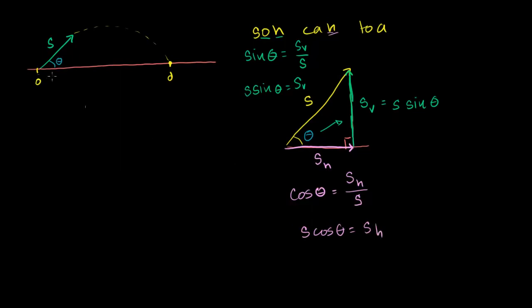So we now know how fast we are traveling in this direction, in the horizontal component. We know that that is going to be s cosine of theta. And we know in the vertical direction, let me do that, in the vertical direction, the magnitude is s sine of theta. So now that we've broken it up into the two components, we're ready to figure out how long we're going to be in the air.